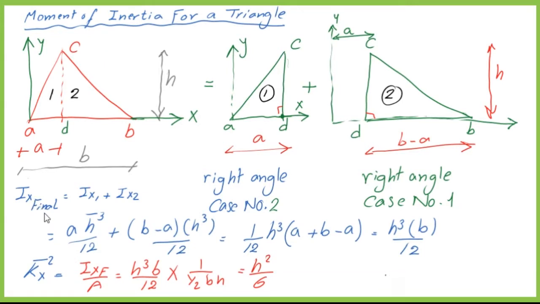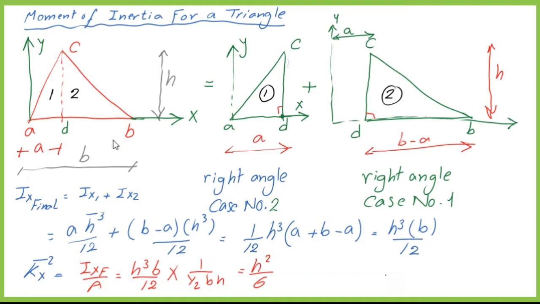So Ix final equal to Ix1 plus Ix2. So we have a h cubed over 12 plus (b minus a) h cubed over 12, taking 1 over 12 h cubed as a common factor, and we open one bracket. Inside the bracket we have a plus b minus a. So a will go with minus a. We are left with h cubed b divided by 12.